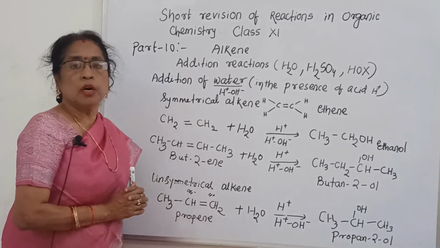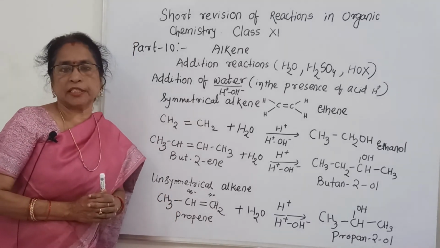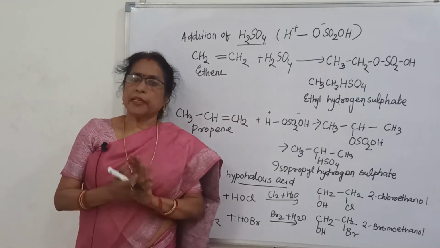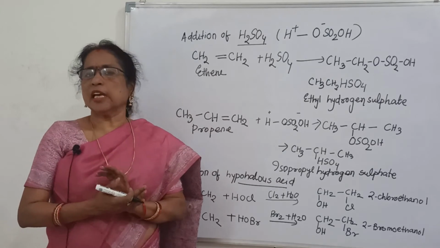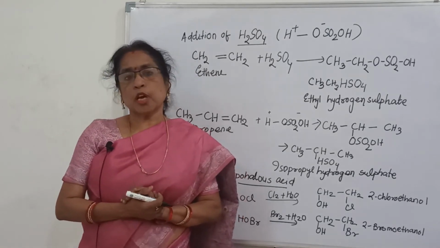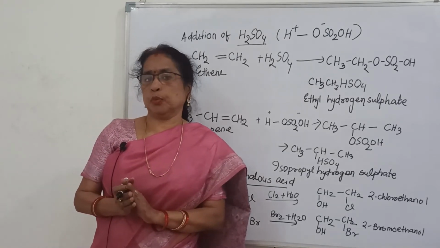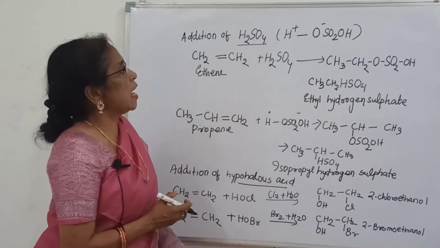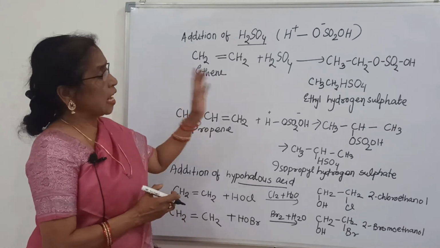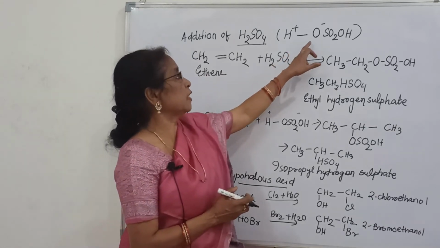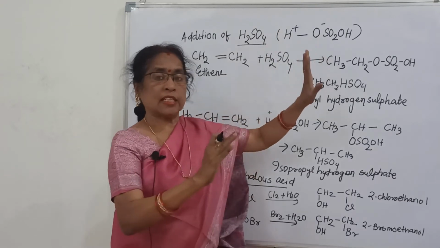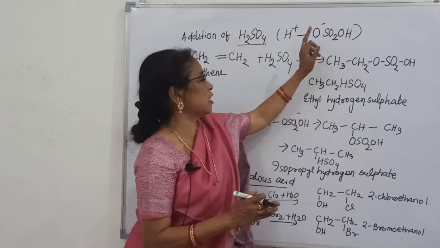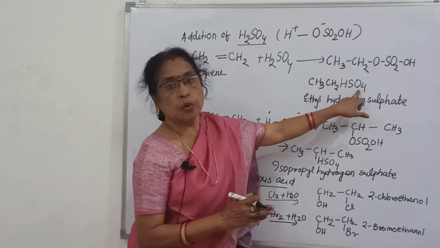Now we will proceed to addition of sulfuric acid. After addition of water, you will see addition of sulfuric acid, H2SO4. Here H plus is the positive charge and HSO4 minus is the negative charge. If you break HSO4 minus, it is written like this: O minus SO2OH, that is HSO4.